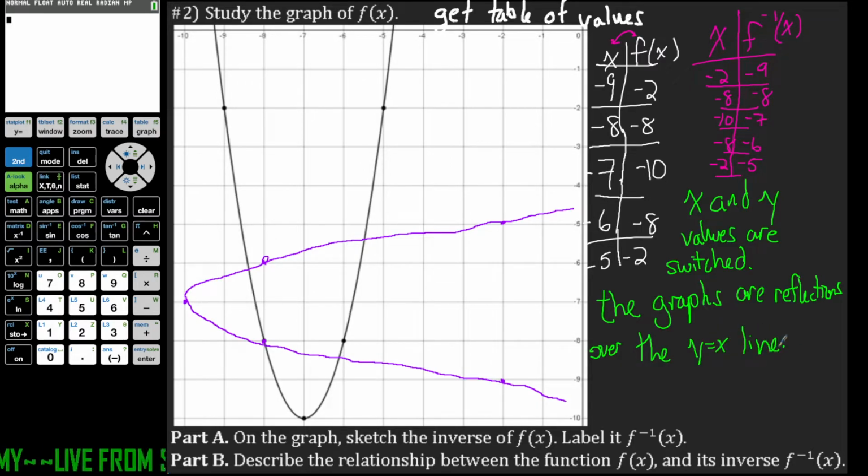So those are going to be the two main things that we're looking for in this table of points. As long as we can have those two options, talk about the x and y tables are switched from the inverse to the normal, and the graphs are reflections over that y equals x line. Again, that's that diagonal line that goes through those points. Okay, moving on quickly.